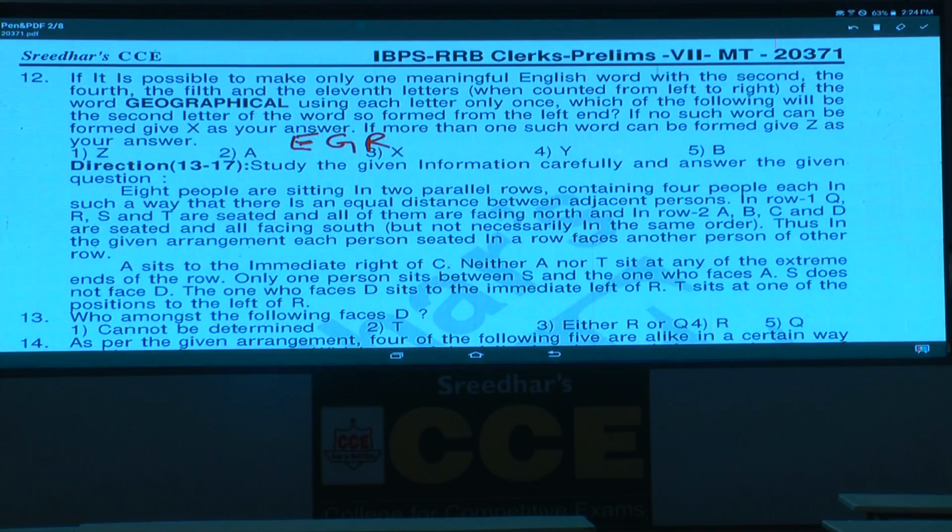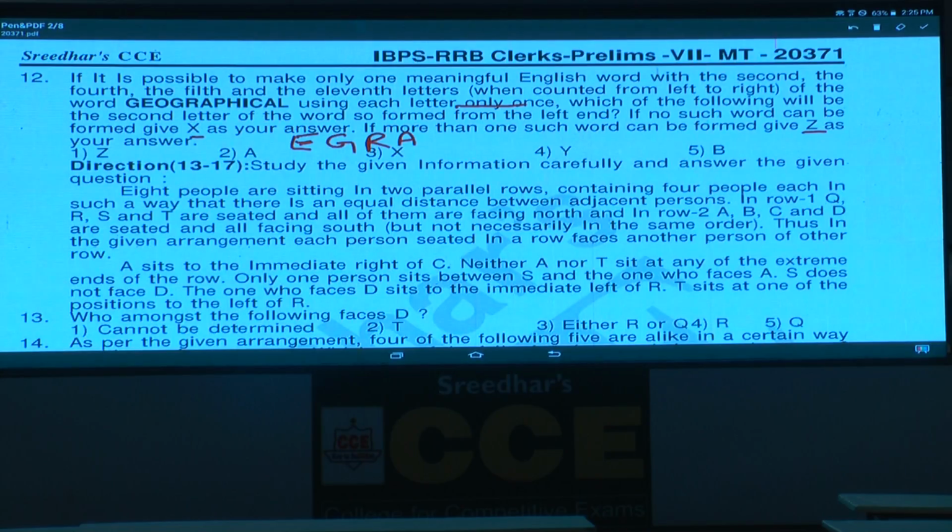And the 11th letter. The 11th letter is A. Then, using each letter only once, which of the following will be the second letter of the word so formed from the left? If only one word can be formed, then mark your answer as the second letter. If no such word can be formed, mark X as your answer. If more than one word can be formed, mark Z as your answer. Tell me what is your answer here?